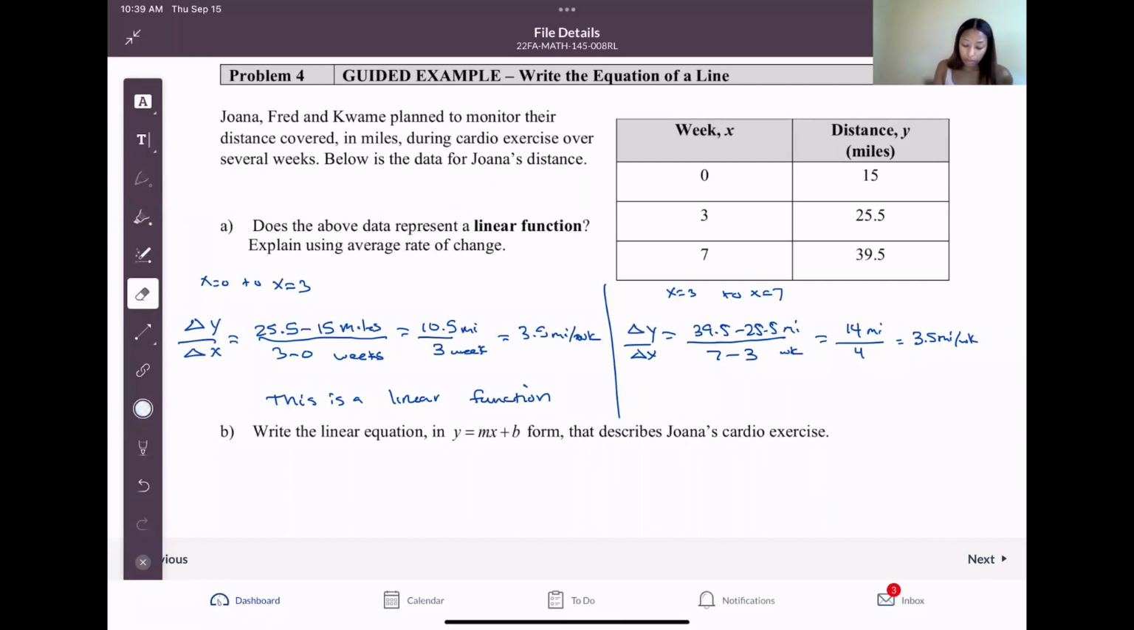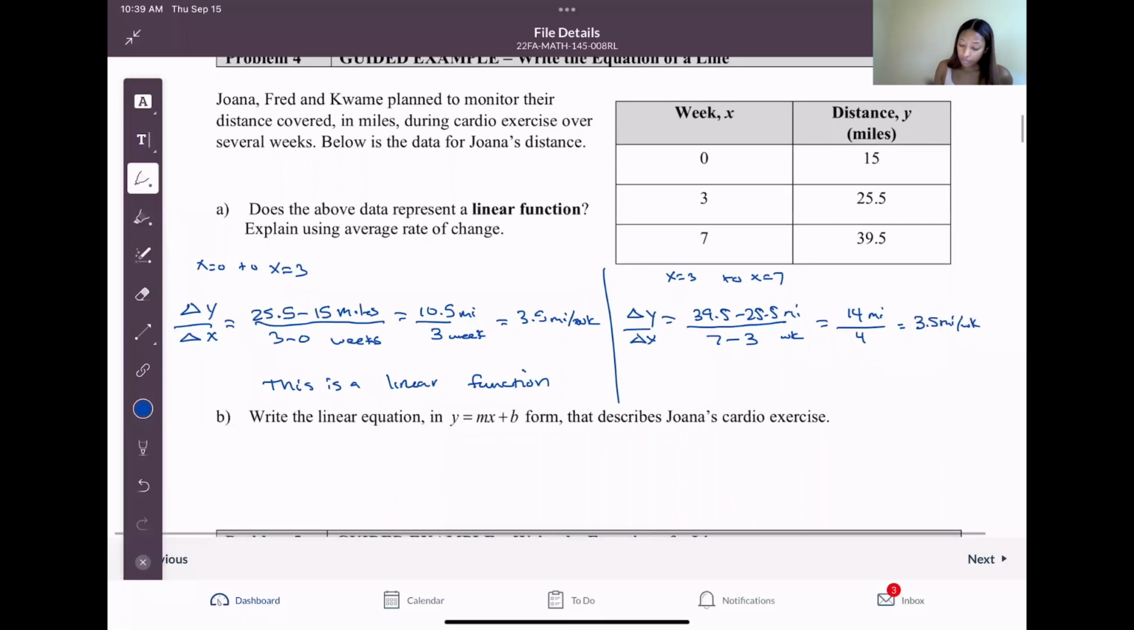So from the work that we just did in part A, we can use that for part B. For part B, we know that m is equal to 3.5. And then also in the table, we're given information to find b. At week 0, the distance is 15. That gives us the y-intercept, so b equals 15. And then putting those together, we get the equation y equals 3.5x plus 15.